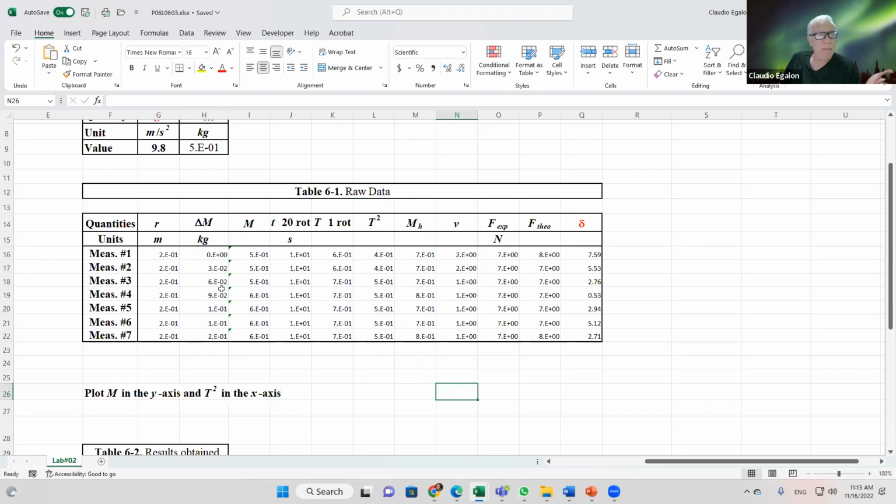Provided you know the exact value that you added, the value of the mass doesn't matter. In this spreadsheet, I chose 30 grams. In the video, I put slightly different values. Okay, so let's continue here.